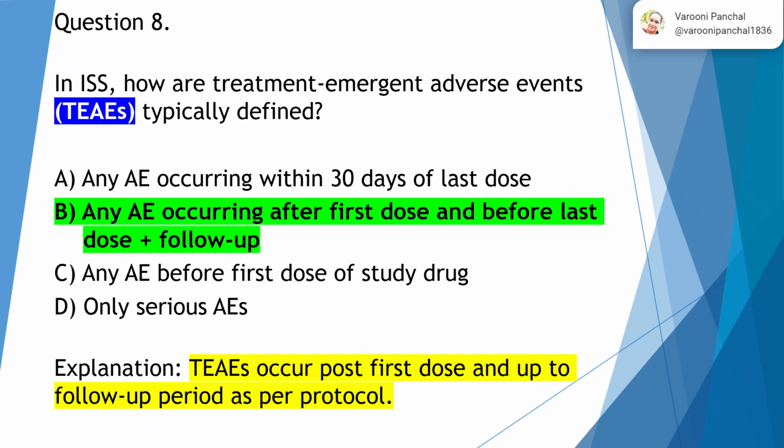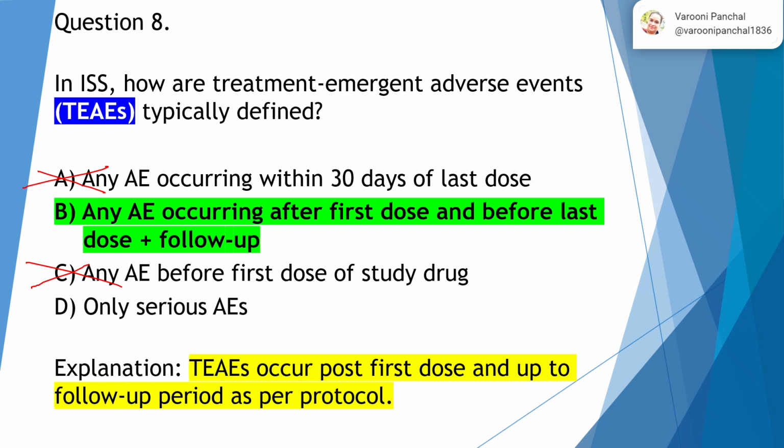Question 8. In ISS, how are treatment emergent adverse events typically defined? Option A, any AE occurring within 30 days of last dose. No. Any AE before first dose of study drug. Well, this is not the definition because an adverse event might occur after consuming the first dose, not before. So this is not the right answer.